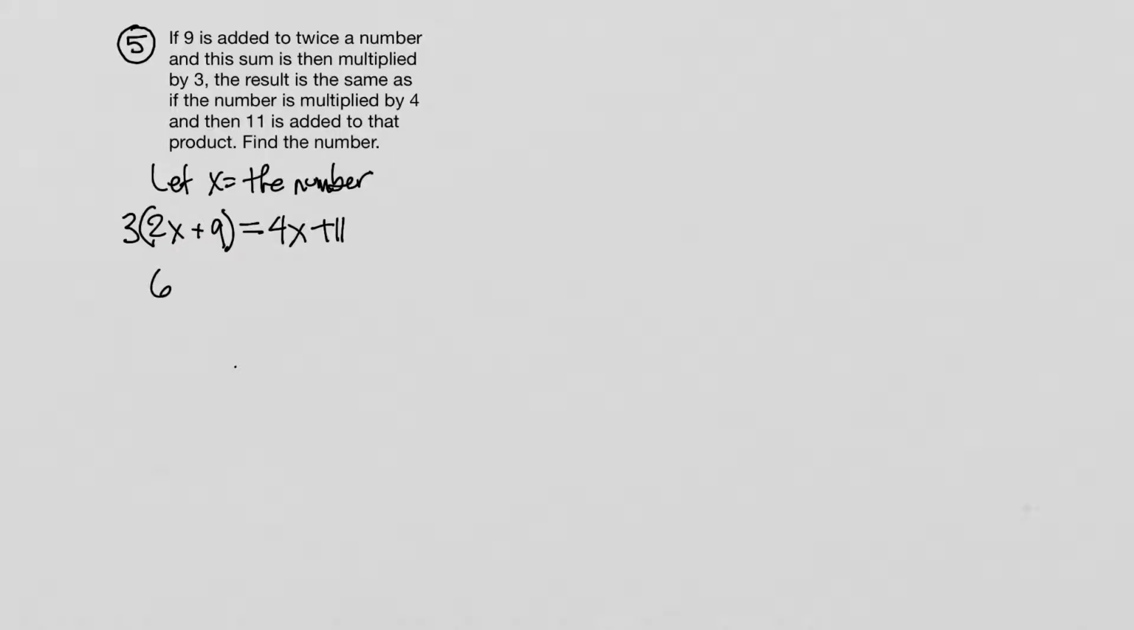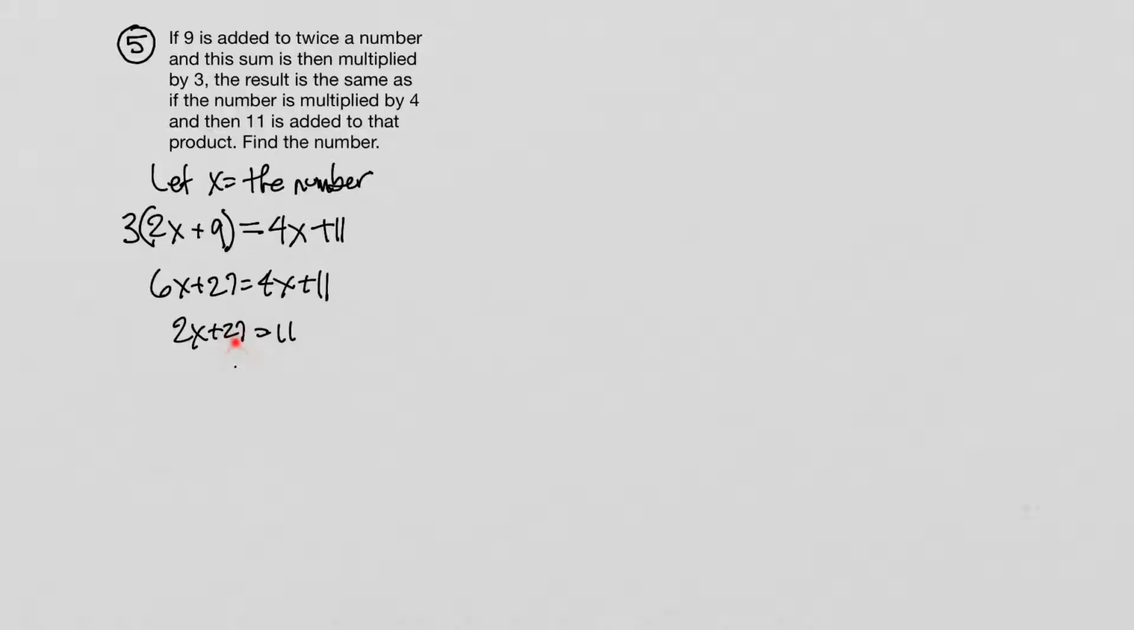Let's multiply through by 3. We'll distribute. So we'll get 6x plus 27 equals 4x plus 11. I've got x's on both sides, so I'm going to get the x's on the left side because I've got more over here, right? 6 over here, only 4 over here. So let's subtract the 4x. So 6x minus 4x is 2x plus 27. That'll leave us 11 over here.